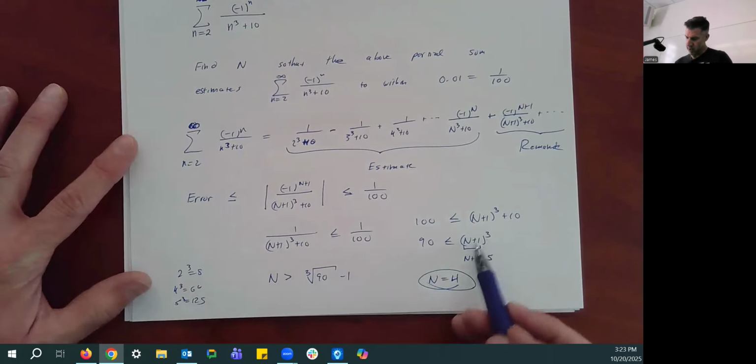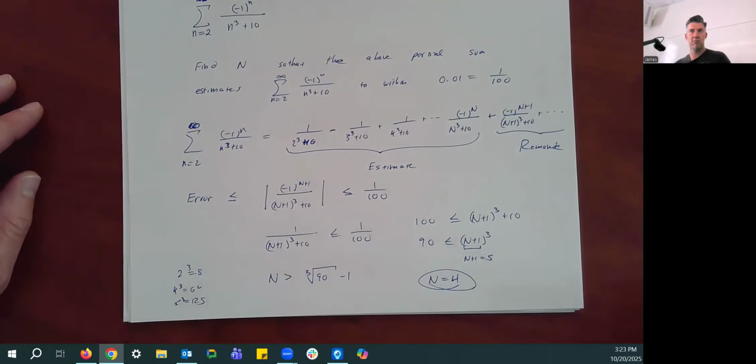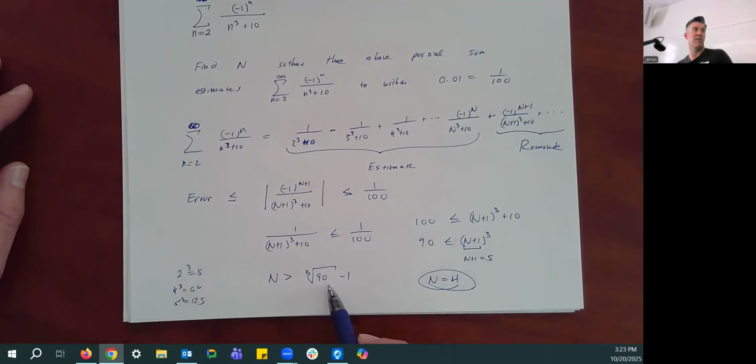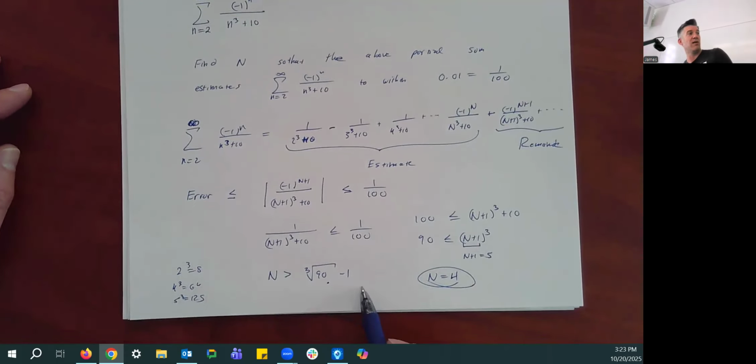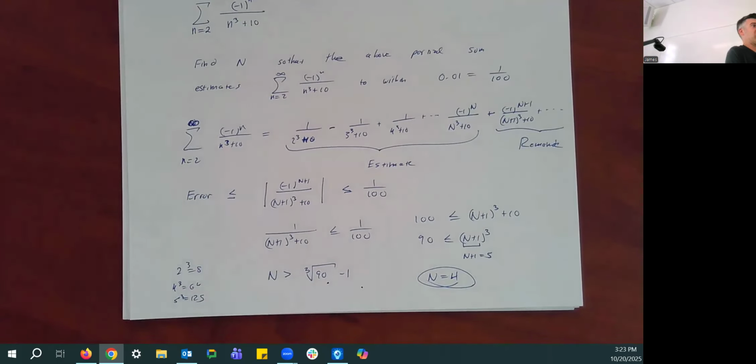Right? Yeah, cube root, right? And then the cube root of 90 is between 4 and 5. So I have a number between 4 and 5 minus 1, so a number between 3 and 4. But then I can't say the number's like 3.27, right? Because I can't add up 3.27 pieces, right? I have to add an integer number. So I would round up to the next positive integer and say 4.